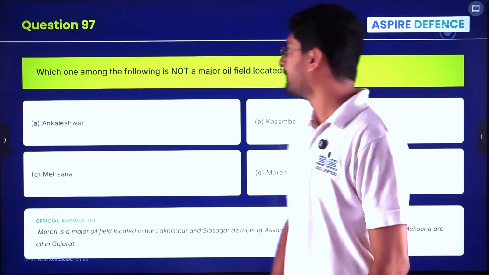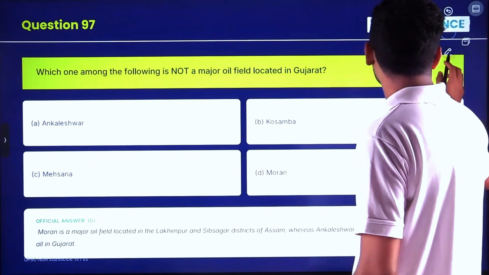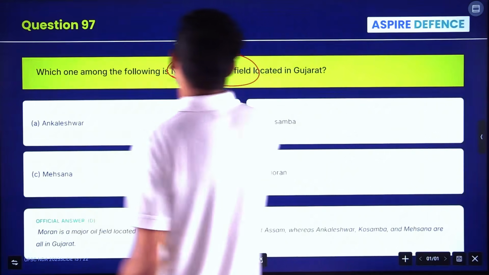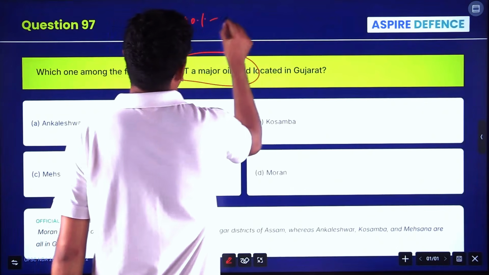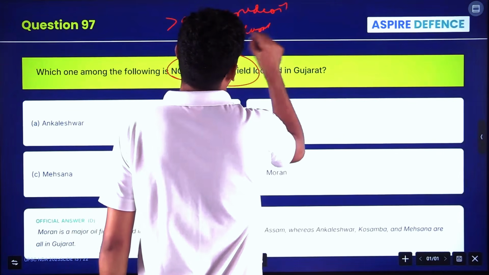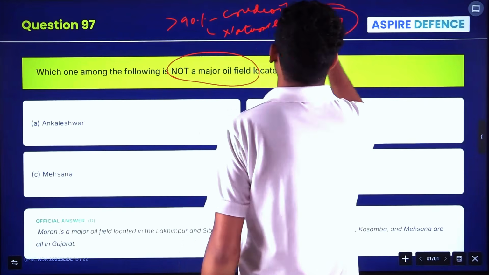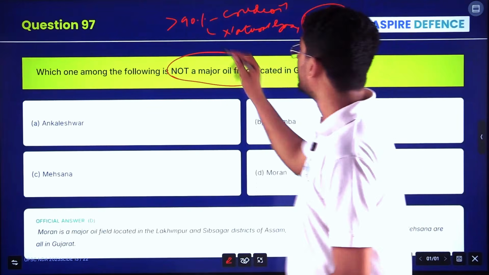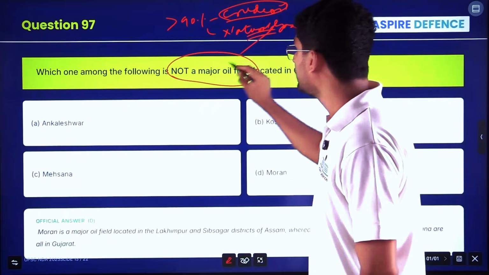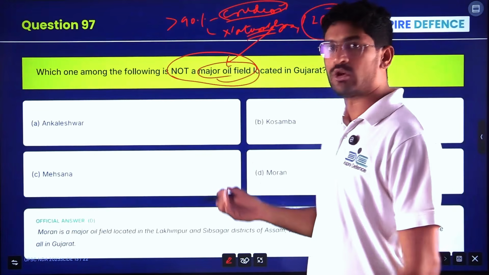Next, question 97. Which one among the following is not a major oil field? What is asked is which is not a major oil field located in Gujarat. You know, more than 80%, almost 90% of our crude oil, natural gas, even LNG, LPG is imported. Now the Iran war is happening and we are facing a shortage of natural gas, LPG, crude oil also. And we have very few oil fields where we are extracting crude oil, petroleum and gas.